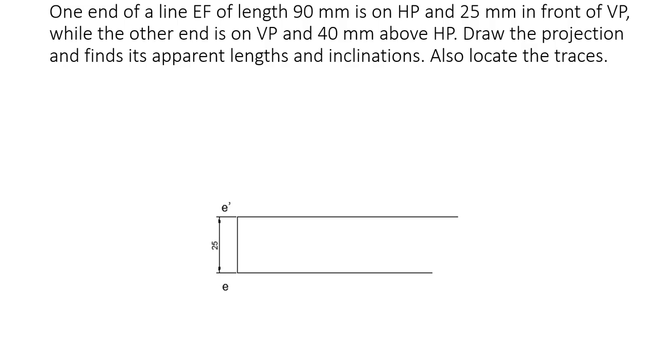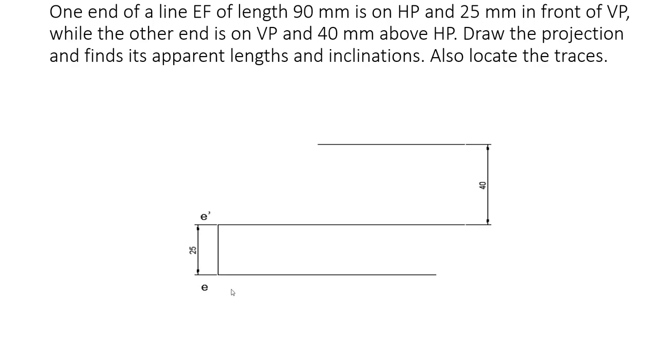Now since one end is on HP and 25 mm in front of VP, draw a reference line like this. Since one end is on HP, the front view of that point will be on the reference line itself. So from here, mark that point E dash, front view, on the reference line itself. This is E dash. Now since it is 25 mm in front of VP, from here mark 25 mm downwards, because in top view, in front will be downwards. So from E dash, mark 25 mm downwards, and name that point as E. Draw the locus to that point, also do the dimensions. This is E dash and this is E.